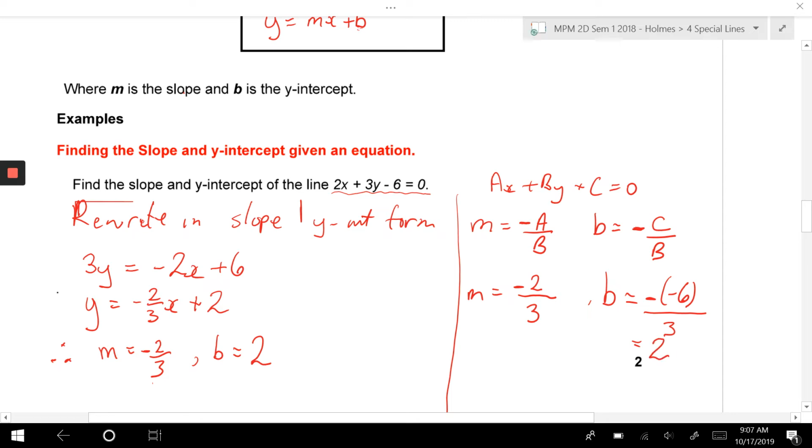So if you remember, and we derived this in grade 9, when we have a standard form of the equation, we can say that the slope is negative a over b, and the y-intercept is negative c over b, where a, b, and c are constants. Both formats would be perfectly acceptable.